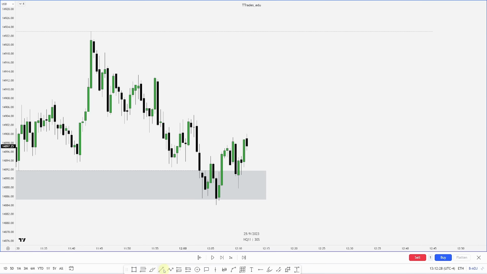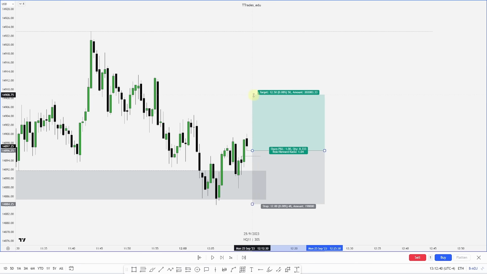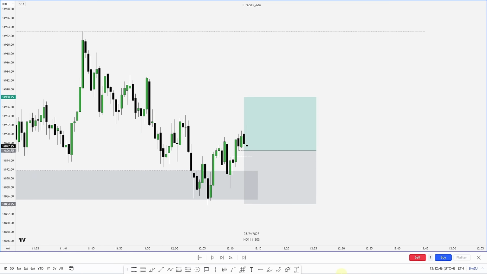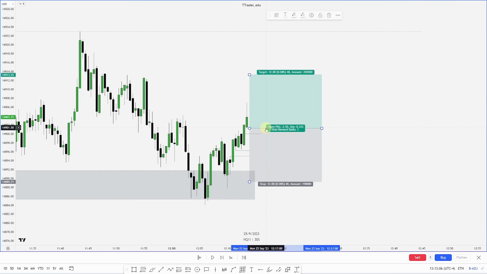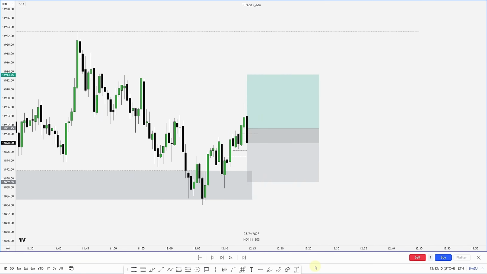So here we have a fair value gap. Let's look to enter with a 12-point stop and fixed 1R. And it looks like it just misses us. However, it puts in another fair value gap up here. So looking to enter here with our 12-point stop and 1-to-1, let's see what happens.